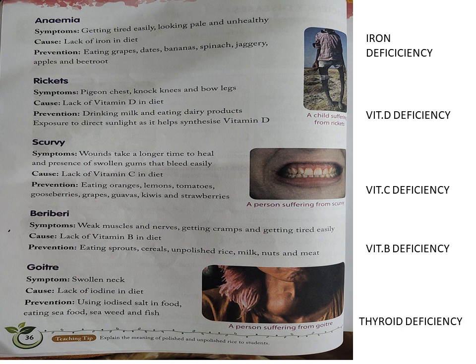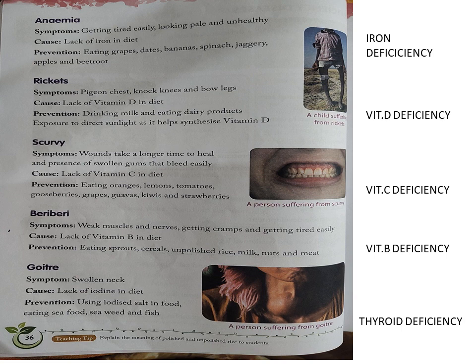Now, what are the symptoms? Weak muscles and nerves, getting cramps, getting tired easily. It is all due to what? It is basically due to lack of vitamin B in the diet. So what should we do? We should eat lots of sprouts, cereals, unpolished rice, milk, nuts, and meat, so that you will not have any problem in your life due to lack of vitamin B.